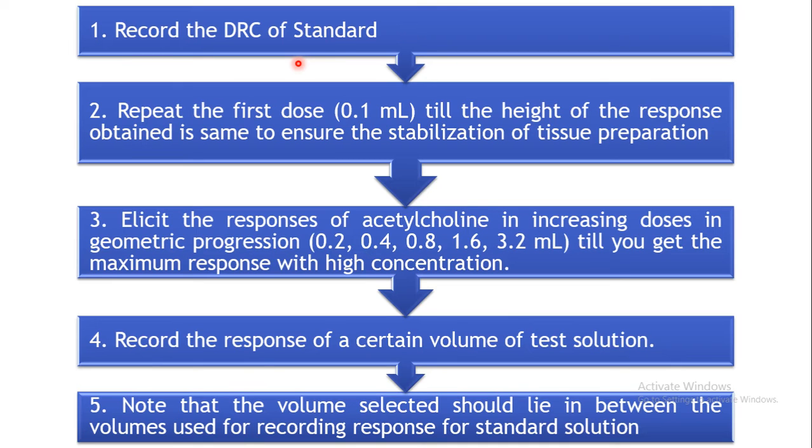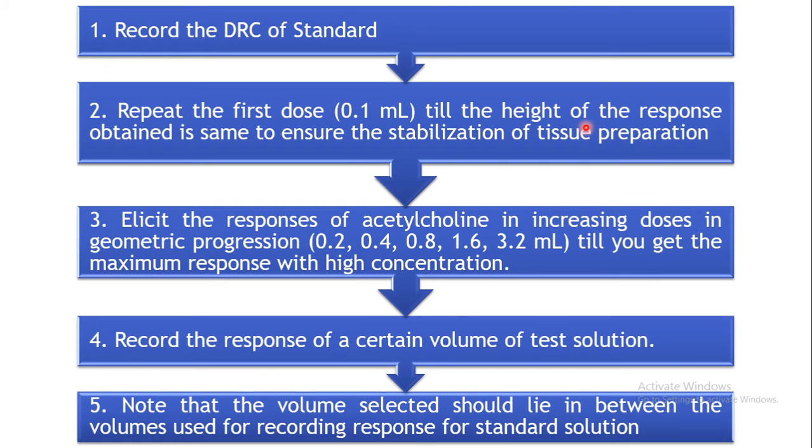So you need to compare it with a standard. That's what we have seen under the principles of bioassay. Okay, so the first step is to record the DRC of standard. While recording the DRC of standard, the first dose which you are selecting, say for example 0.1 ml, is supposed to be repeated till you obtain the same heights or approximately same heights for the two consecutive responses. Now why is this done?